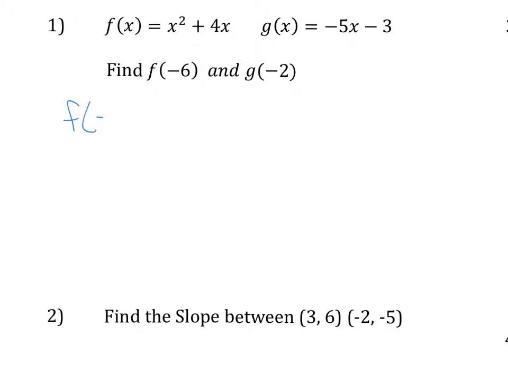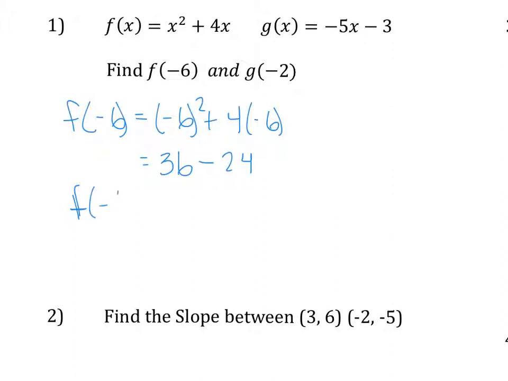F of negative 6 equals, I'm going to plug in negative 6 in for x, so negative 6 squared plus 4 times negative 6. Now, negative 6 squared, negative 6 times negative 6 is 36. And 4 times negative 6 is negative 24, so minus 24. So, f of negative 6 equals 36 minus 24, which is 12. And that's it for f of negative 6.